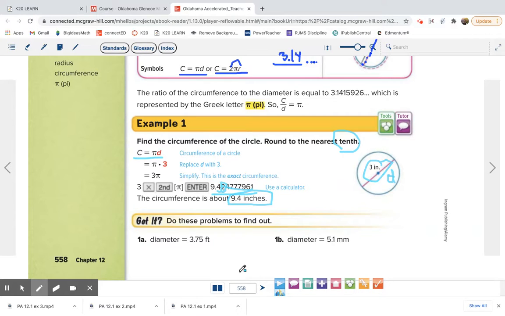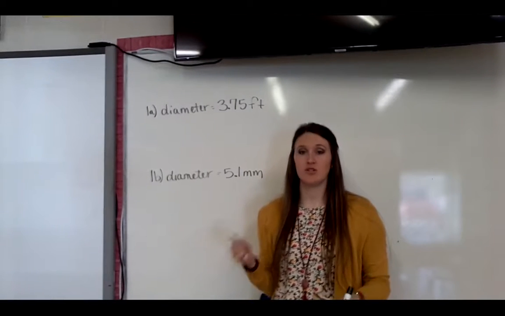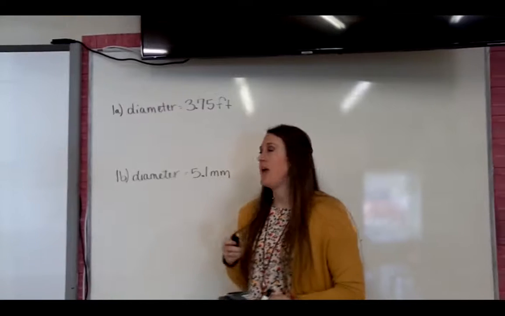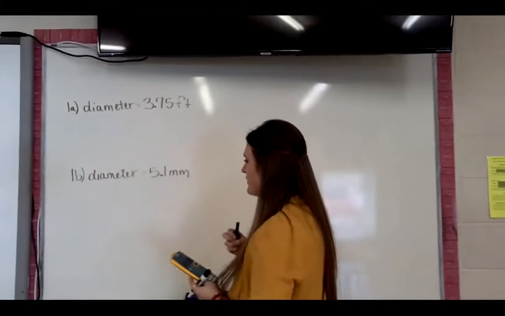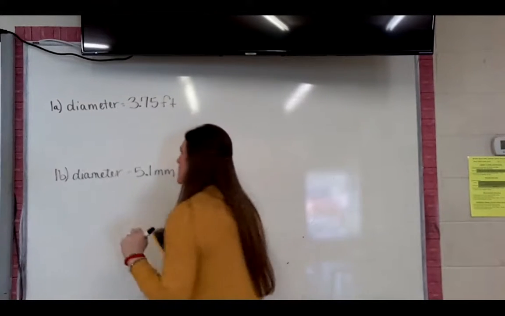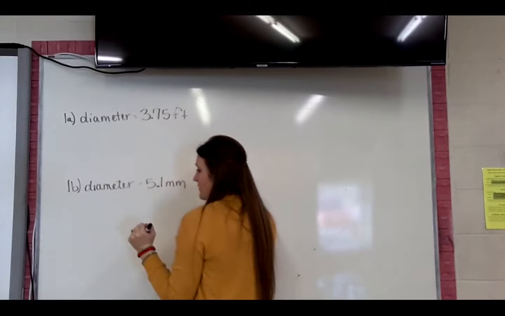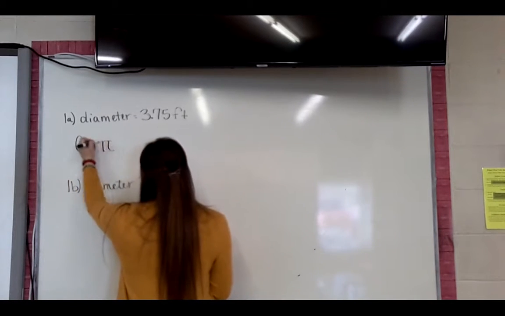So what I want you to do, try 1A and 1B on your own using your calculator, and then I will go over it with you. Okay, so on 1 and 2, these are not super difficult. You just have to know which formula to use and how to use your calculator. So on both of these, we're finding the circumference of the circle. That's the perimeter of a circle, the distance around. And on both of them, they give us diameter. So from our two formulas, we use the one that has diameter.